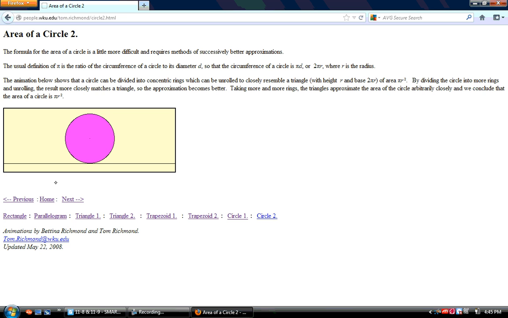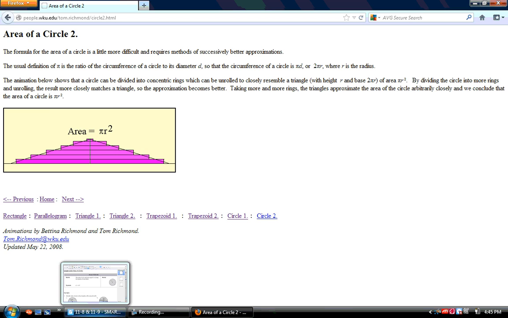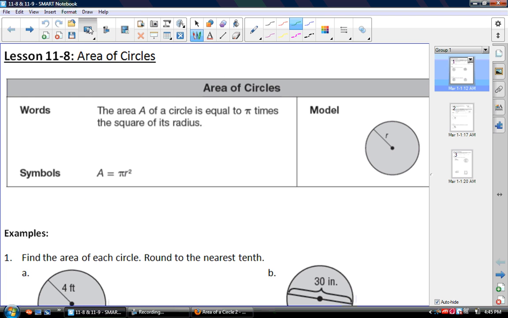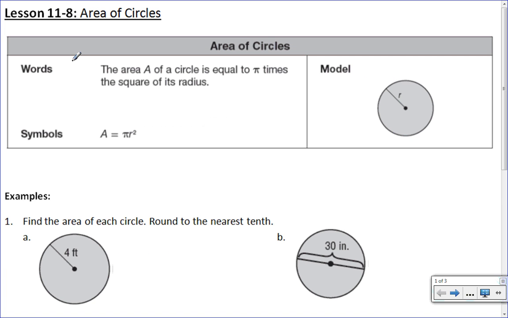The other one, here we have the radius, and then the whole distance around is 2 pi r, the circumference. And when that's split into parts, it roughly approximates a triangle that has a base of 2 pi r and a height of r. And then the area is 1/2 the base times the height. And when you simplify that, you get pi r squared. So that just shows why that formula for area works.